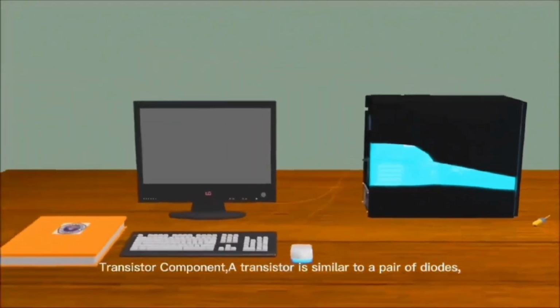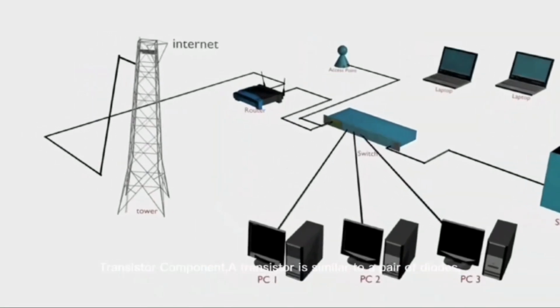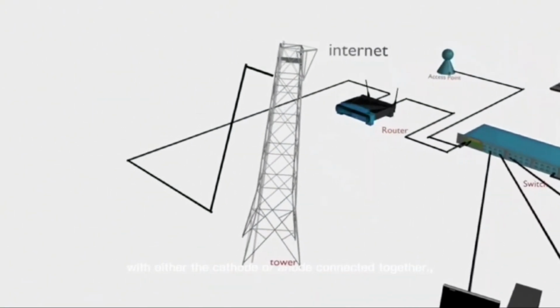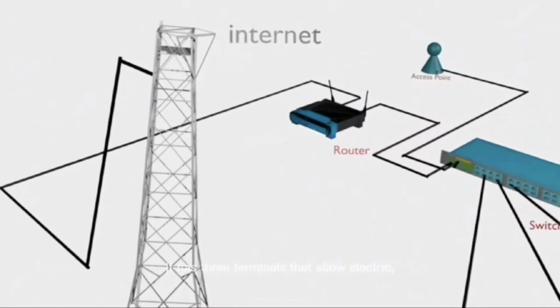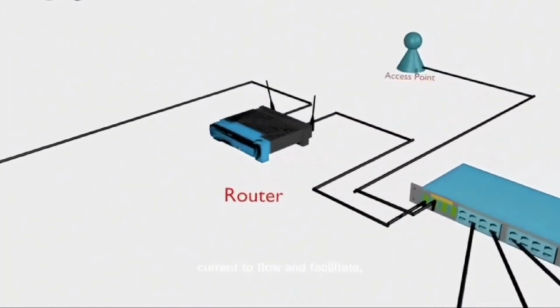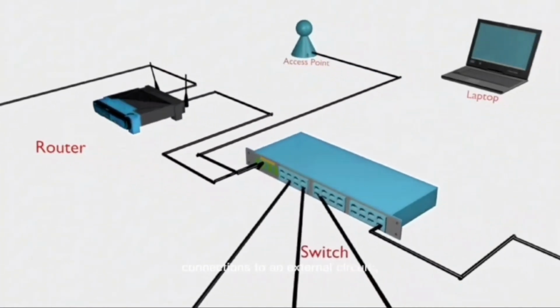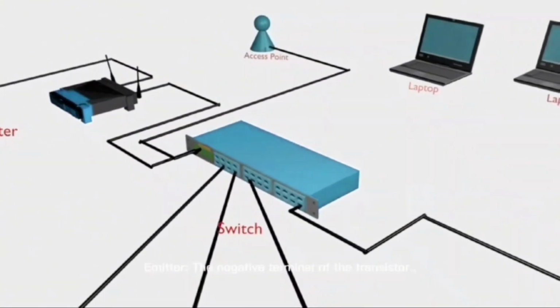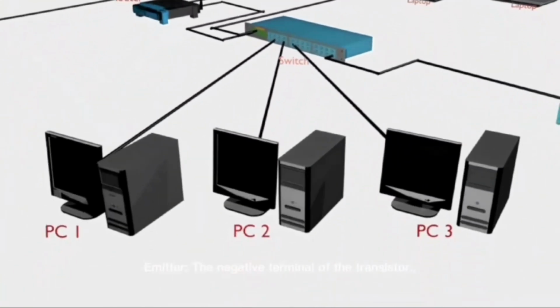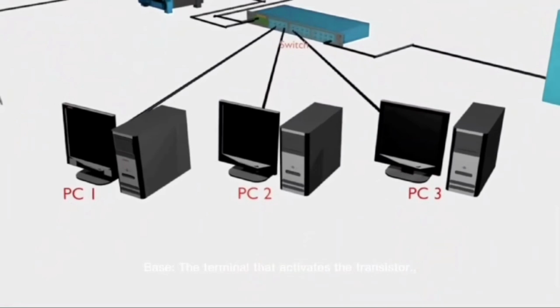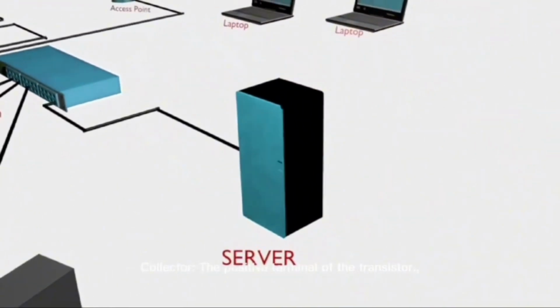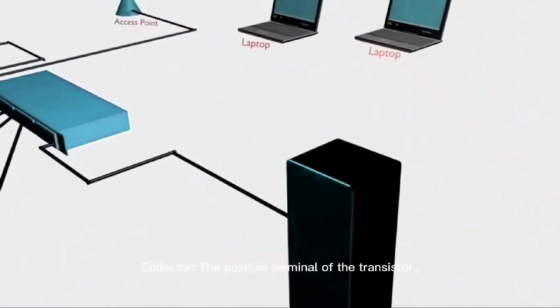Transistor component. A transistor is similar to a pair of diodes, with either the cathode or anode connected together. It has three terminals that allow electric current to flow and facilitate connections to an external circuit. Emitter: the negative terminal of the transistor. Base: the terminal that activates the transistor. Collector: the positive terminal of the transistor.